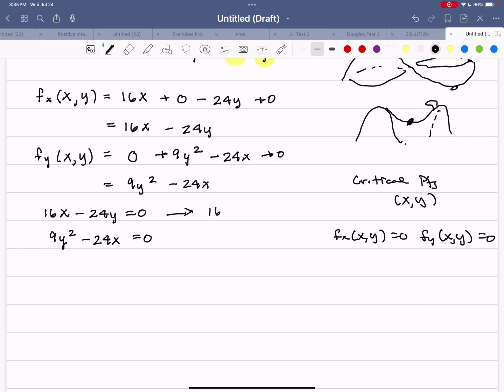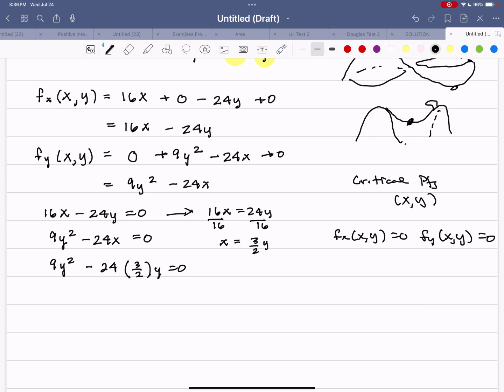So I've got 16x is 24y. Divide both sides by 16. So x becomes, reduce that fraction, 3 over 2 y. And so now I can use what's called substitution. So instead of the x, I have 9y squared minus 24 times 3 over 2 y equals 0. So you'll notice now that my equation has only y variables in it, and so I can actually solve it for y.